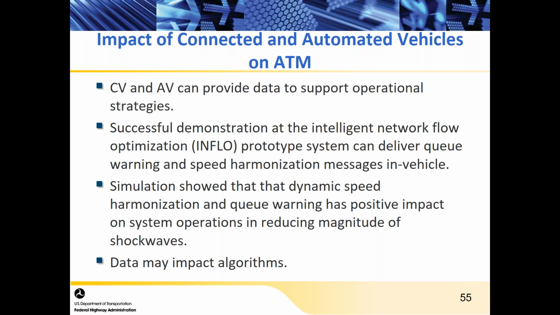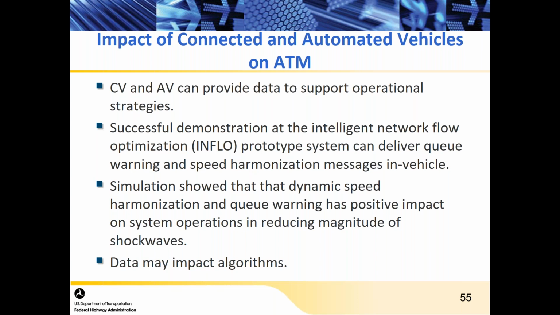The final chapter includes information on the impact of connected and automated vehicles and how you can use this guide as a transportation agency. The big question is, how are CV and AV going to impact ATM strategies in the future? These technologies can provide data to support your operational strategies in the interim, between now and when all vehicles are automated and perhaps these strategies aren't needed anymore.